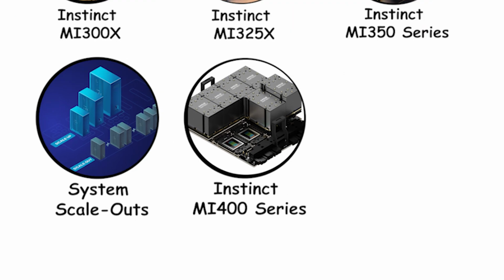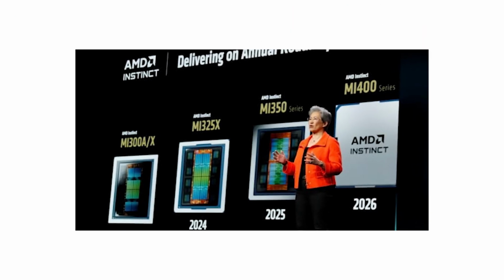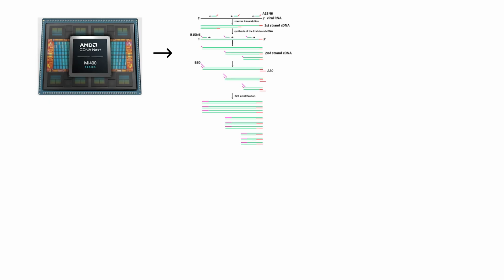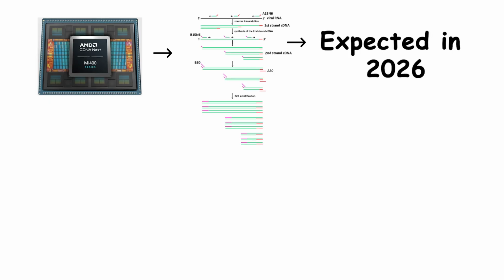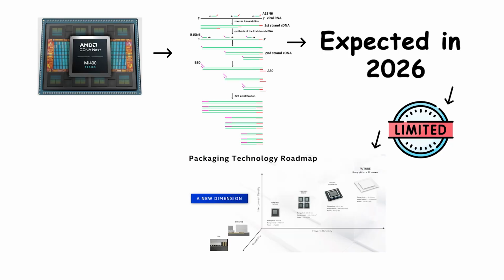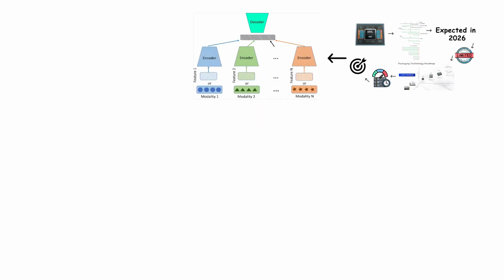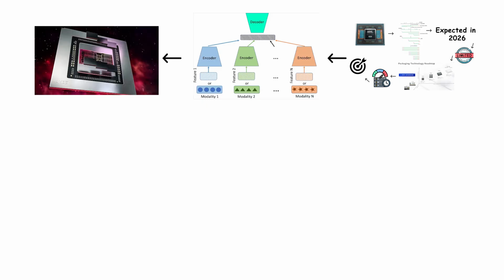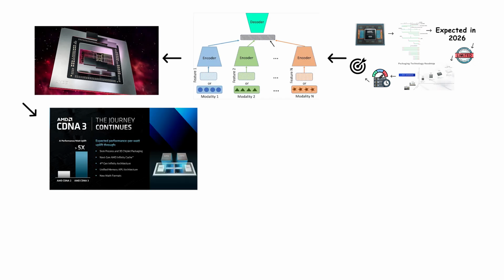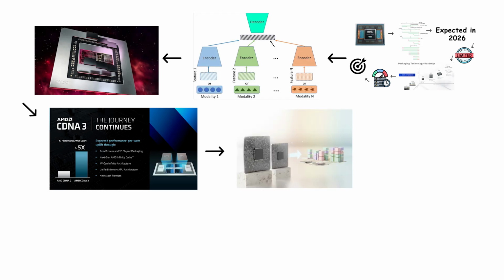Instinct MI400 series. AMD's upcoming Instinct MI400 series, based on the next generation CDNA architecture, is expected in 2026. Official details are limited, but internal roadmaps and early disclosures point to further advances in packaging density, interconnect bandwidth, and new low-precision math formats designed specifically for large multimodal AI models. CDNA Next will likely continue AMD's unified compute vision with flexible chiplet designs that can pair different GPU tiles, CPU tiles, or specialized accelerators on a shared interposer.